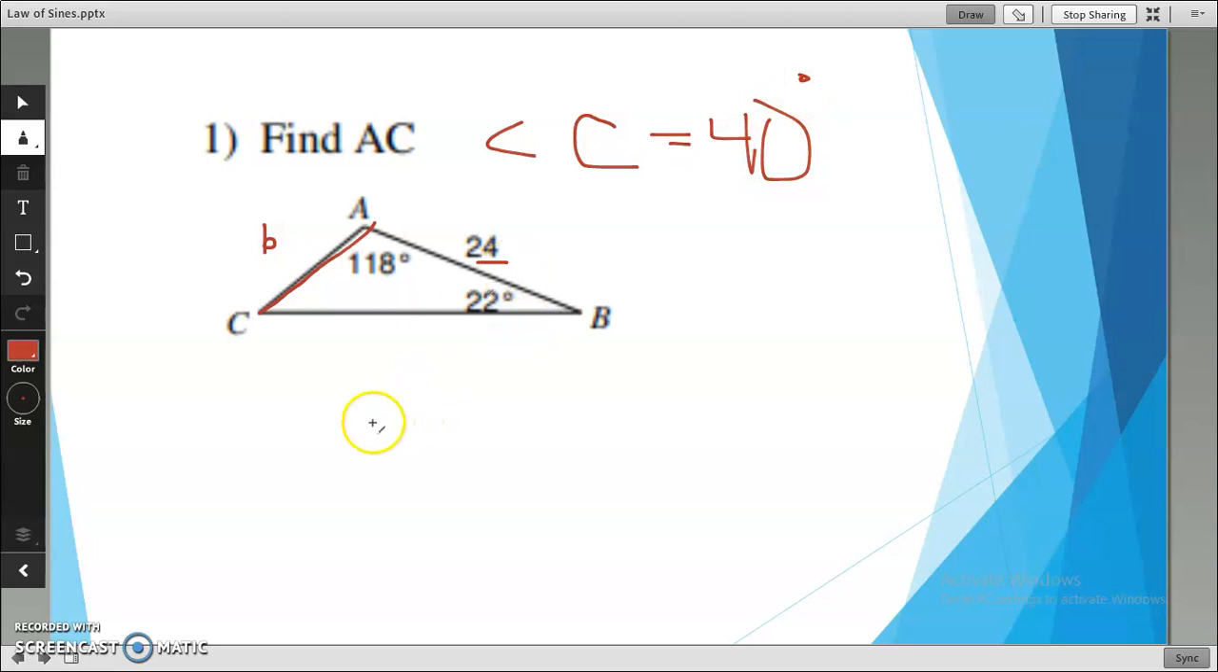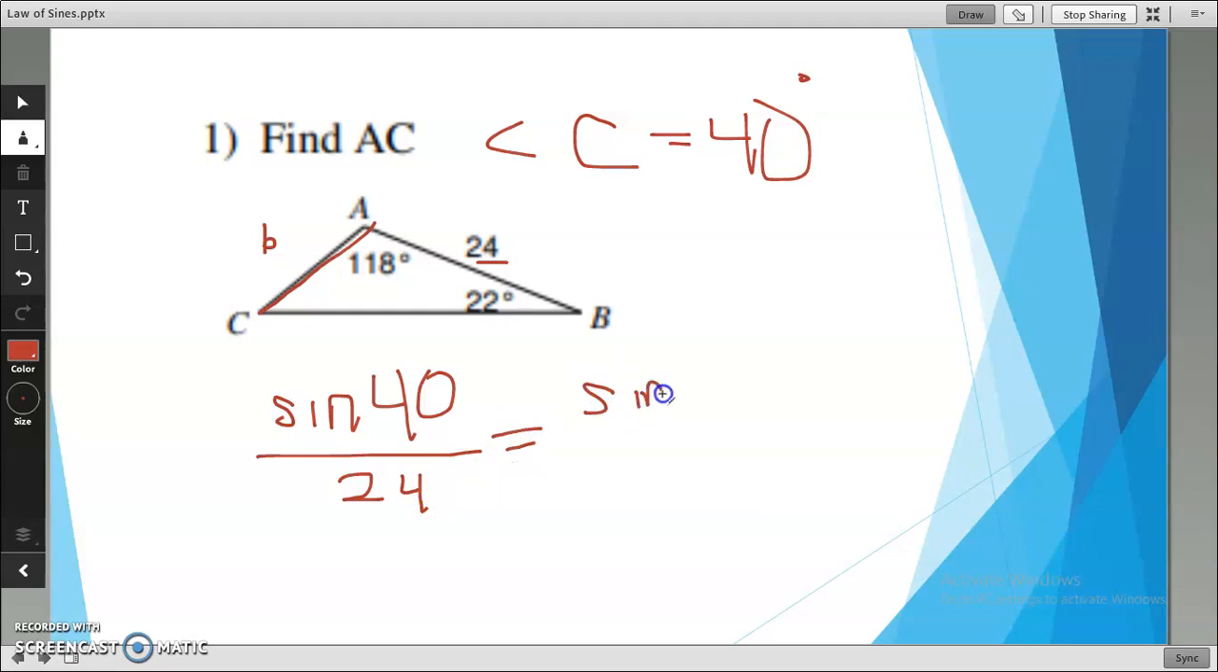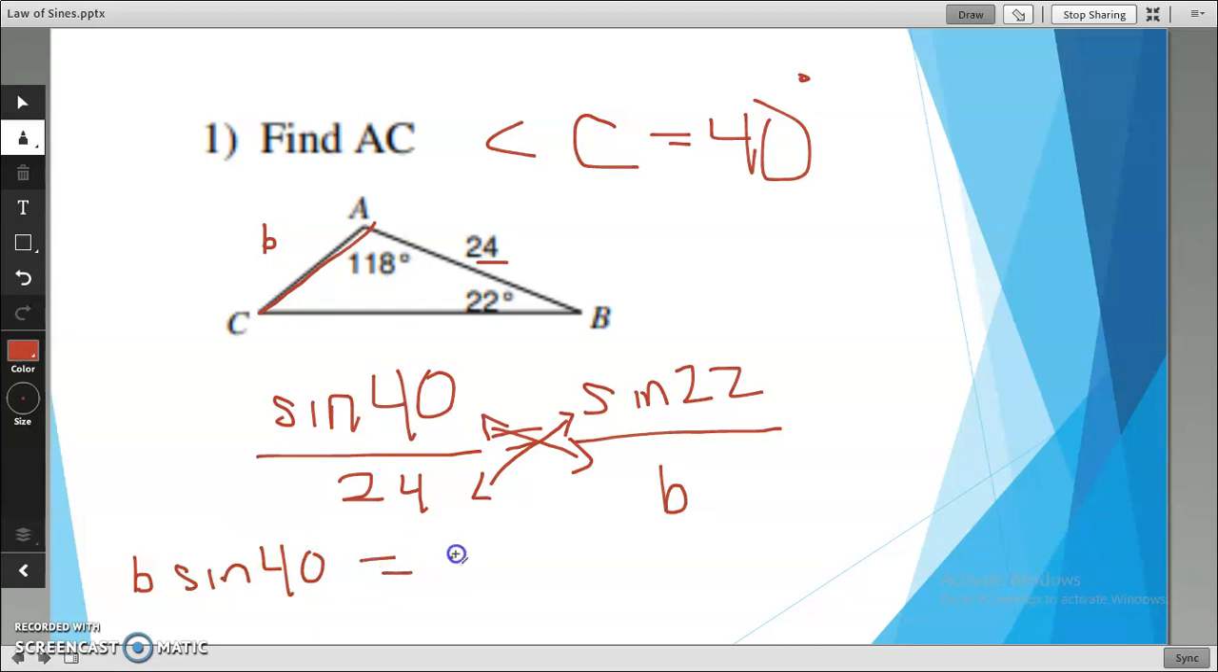So now I'm going to plug it into my equation. I'll say sine of C, which is 40, over that side c, which is 24, is going to equal the sine of 22 over AC, which is our b. Now, make sure you have your calculator in degrees, because my angles are in degrees, whichever calculator you're using. So I'm going to cross multiply, and I get b sine of 40 equals 24 sine of 22.